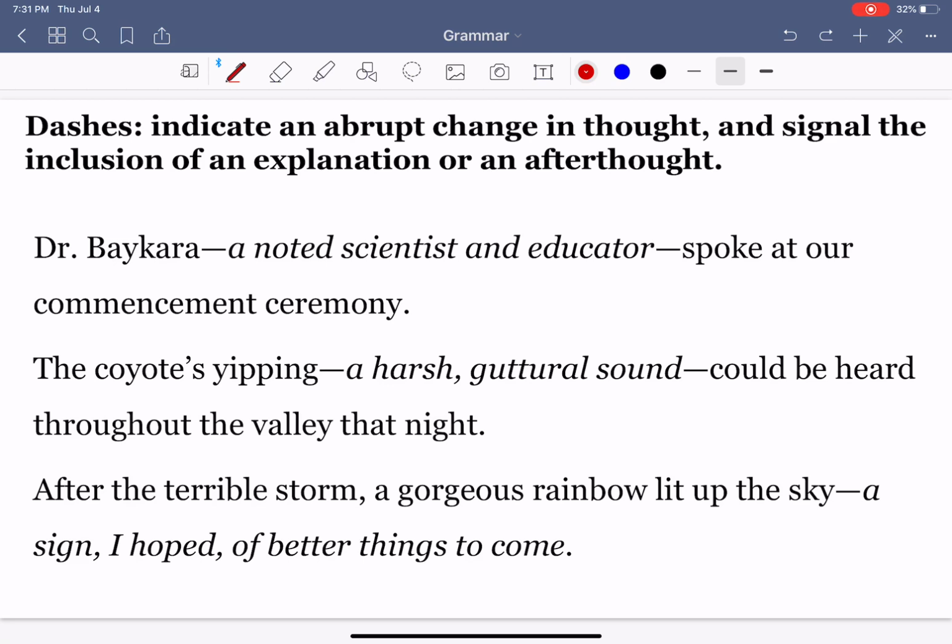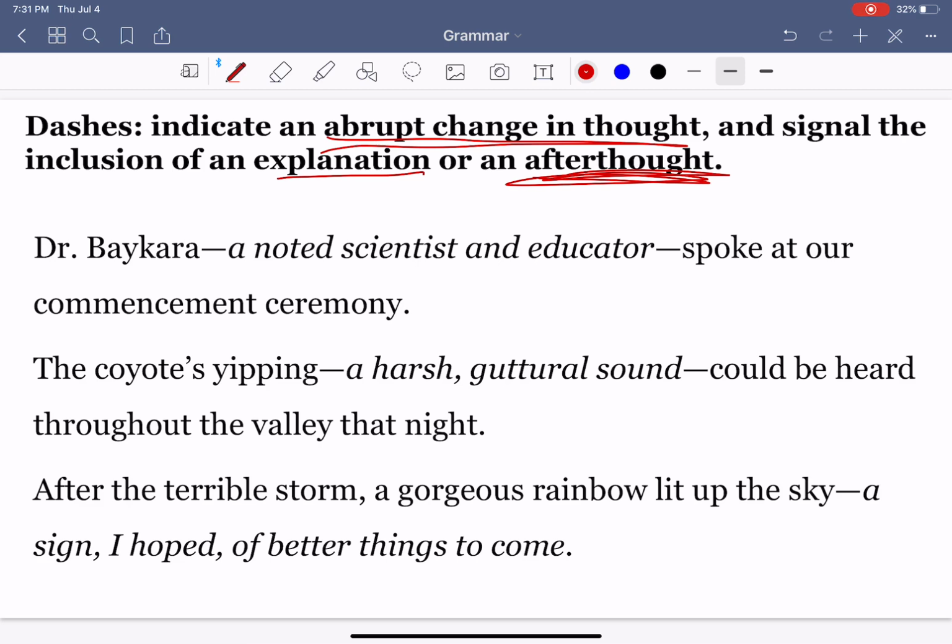Dashes indicate an abrupt change in thought and signal the inclusion of an explanation or an afterthought. I really like the word afterthought because I don't know about you, but personally, my mind is very scattered. So if I'm thinking something, I'm not always thinking in complete thoughts. You're kind of thinking a whole sentence and then all of a sudden a thought comes in and interrupts that sentence. That's kind of how it is. It's just something that's thrown in there that interrupts the sentence.